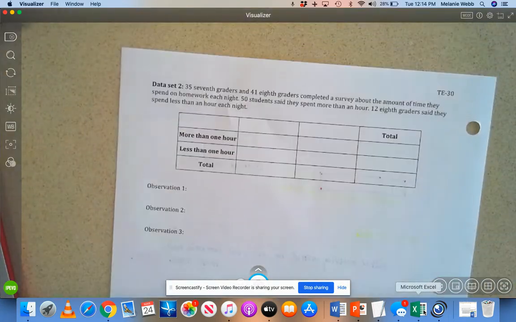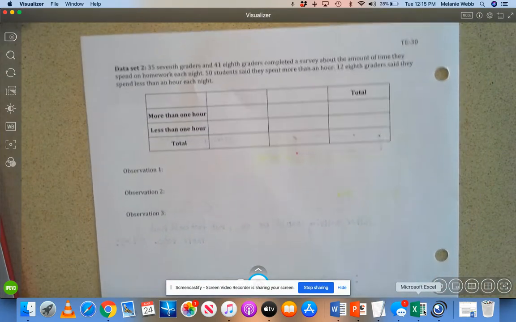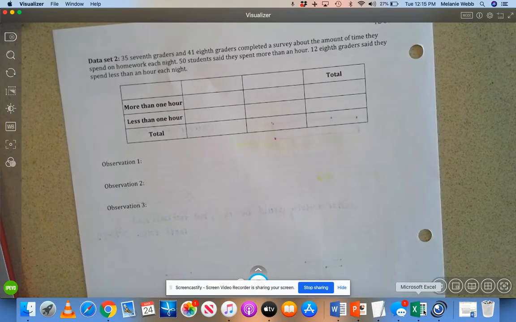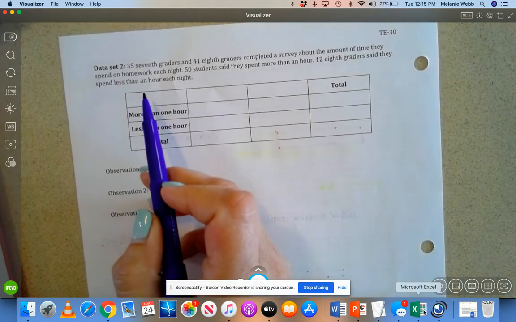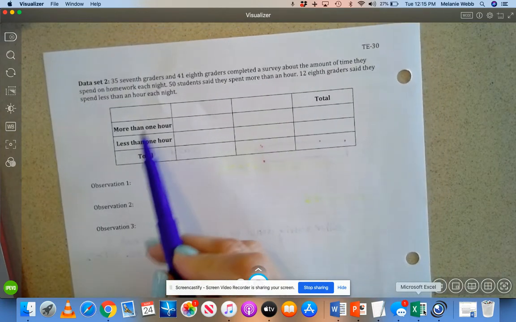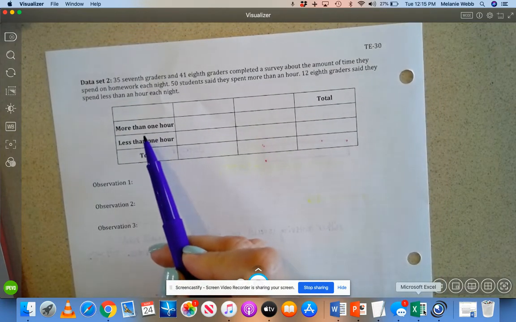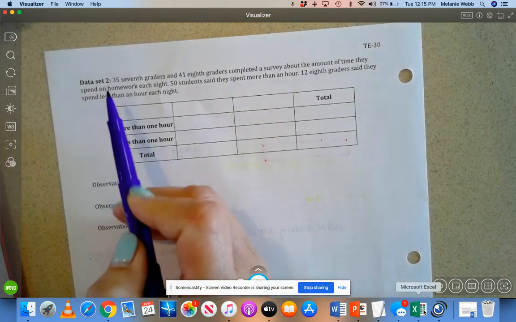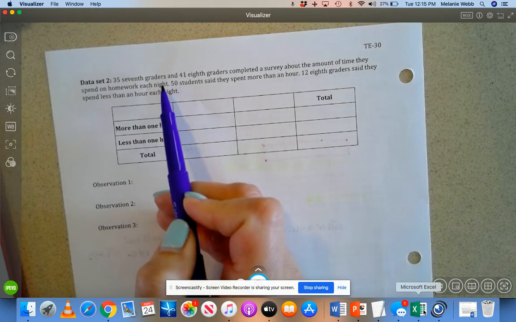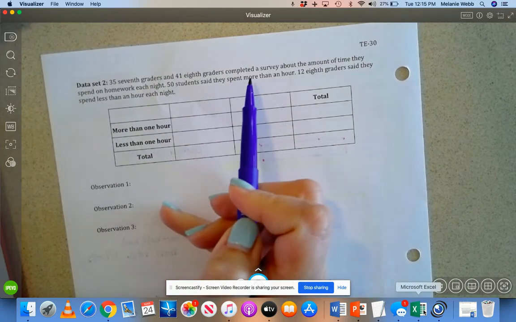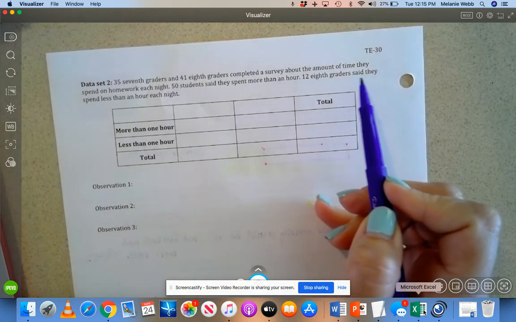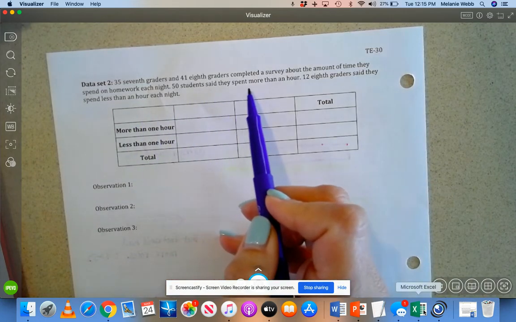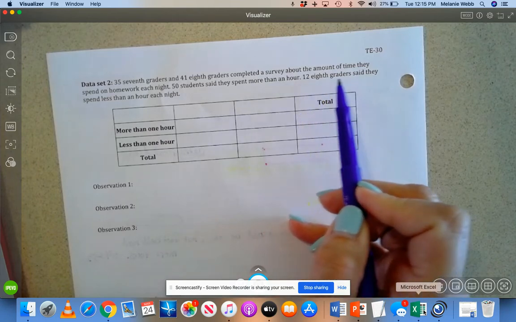All right, so what we're going to do is practice making another frequency table. We have some information that we can fill in. Notice that here there's only one category, more than an hour, less than an hour. So we're going to have to fill in our other categories. It says 35 7th graders and 41 8th graders completed a survey about the amount of time they spend on homework each night. 50 students said they spend more than an hour. 12 8th graders said they spend less than an hour.